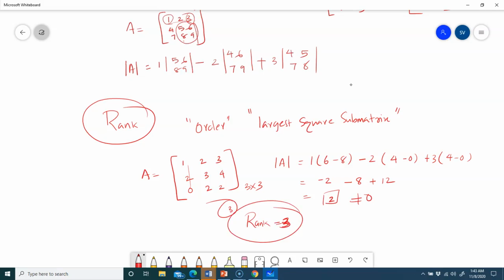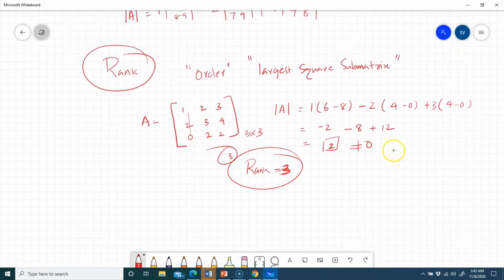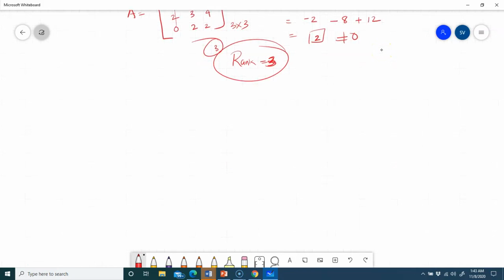Okay, so this is the first way, the easiest way you can find the rank of a matrix. Then we can ask another question. If the very first square matrix determinant is not equal to 0, we can say that that's the rank. But if it is 0, what will we do? For that also I have one example.